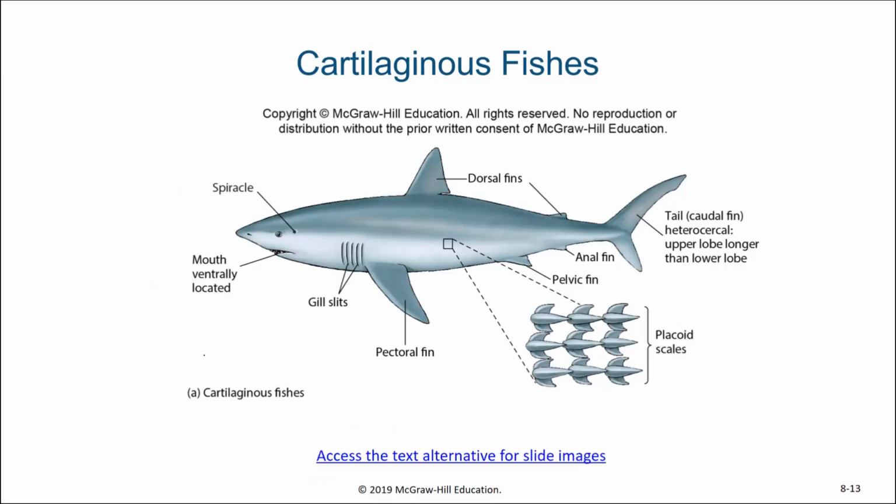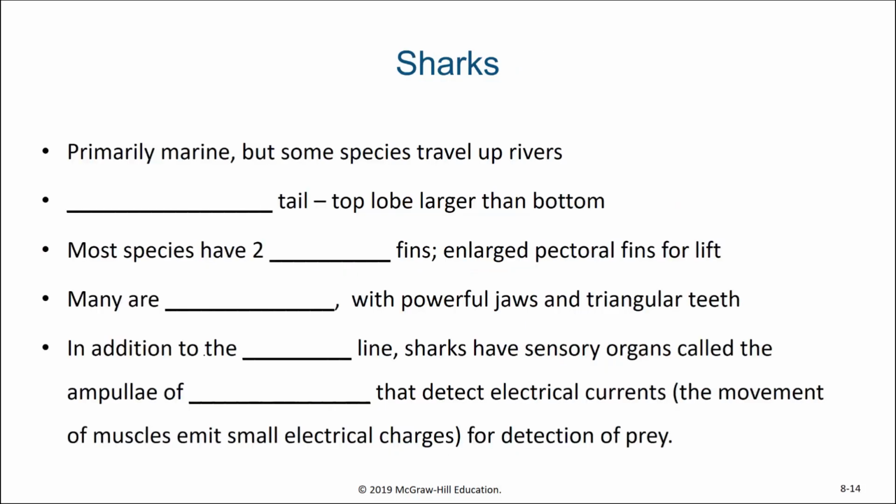So here we see a diagram of a chondrichthyan, in this case a shark. We can see the paired fins, the placoid scales, the ventral mouth, and some of the other features. Another aspect that we'll see in sharks is a heterocercal tail. What that means is the two lobes of the tail are of different sizes. So the first group of chondrichthyans we'll discuss are the sharks. They are primarily marine, but some species do travel up in rivers. As I had mentioned, they have a heterocercal tail, meaning the top lobe is larger than the bottom lobe.